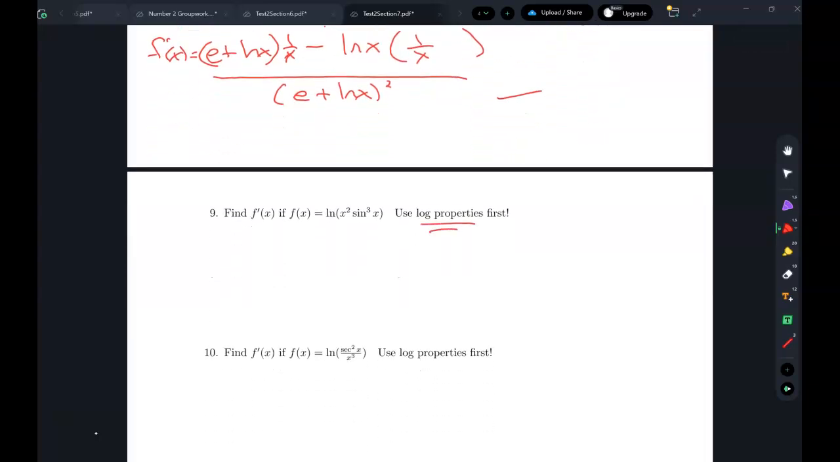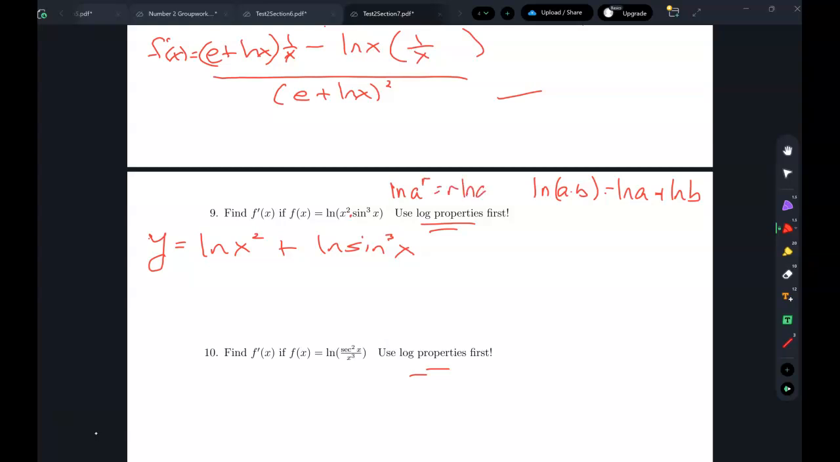Okay, so these are the ones you really want to use log properties first. So I see a multiplication on the inside. So let's remember ln of a times b is the same as saying ln of a plus ln of b. So this could be rewritten. Make sure you're keeping it as y equals ln of x squared plus ln of sine cubed x. Oh, wait a second. Don't I know that ln of a to the r is equal to r ln of a? I can bring this down in the front.